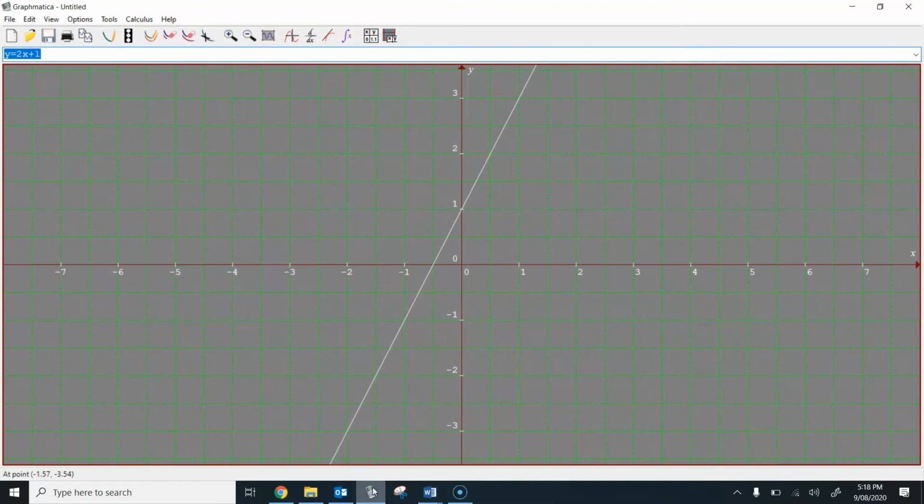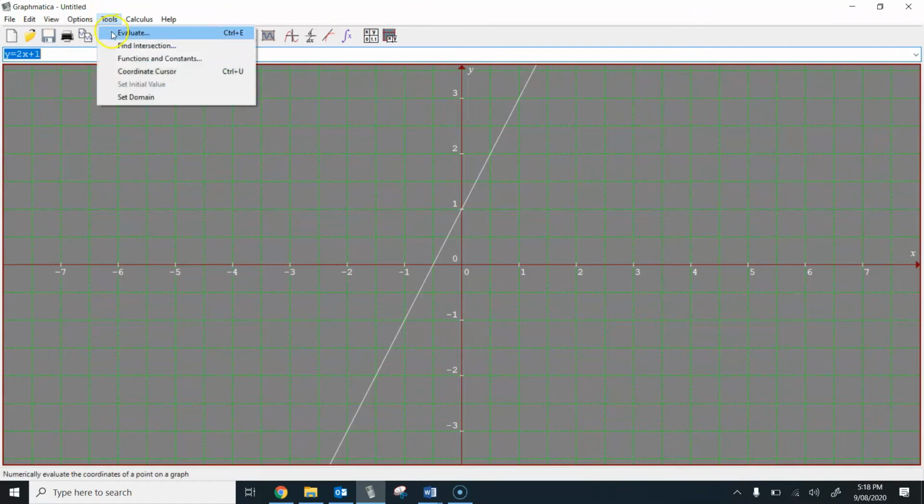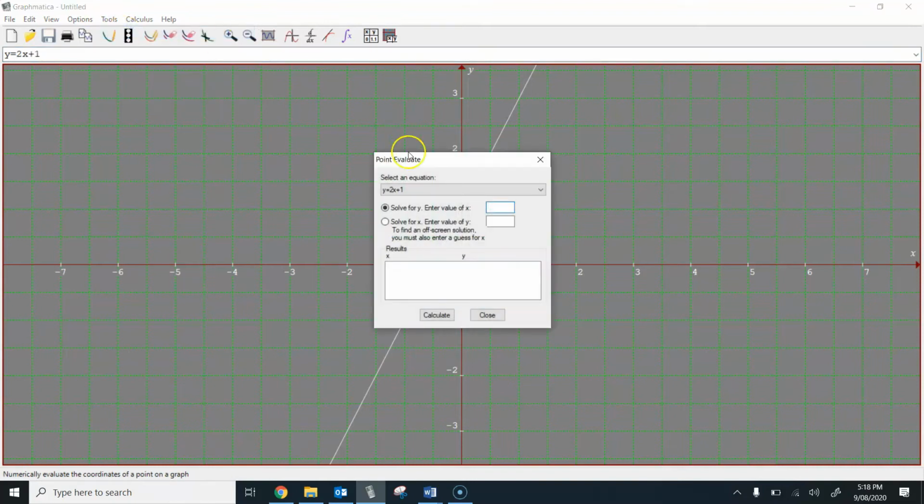Say my graph wasn't very clear, I could also do it another way. I'm going to show you this. It's handy to know how to do this. If you go Tools, up here, Evaluate, you can see the equation is here. You can select other equations by just clicking on that down arrow. But I want this equation, 2x plus 1. Solve for y. So when x equals 0, what is the y value? In other words, what is the y-intercept?